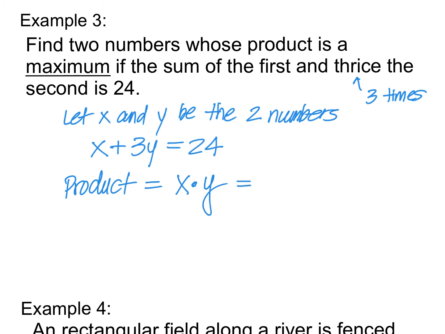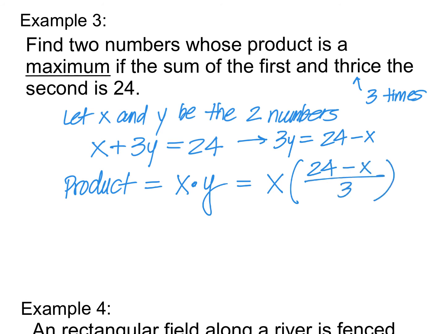And so the product is going to be x times y, and we want to rewrite y in terms of x. So here we're going to solve for y. So 3y equals 24 minus x. And so y is equal to 24 minus x all over 3. All right, so I'm going to call the product p, and I'm going to distribute the x in and also divide it by 3 at the same time. So we have 8x minus 1/3 x squared.